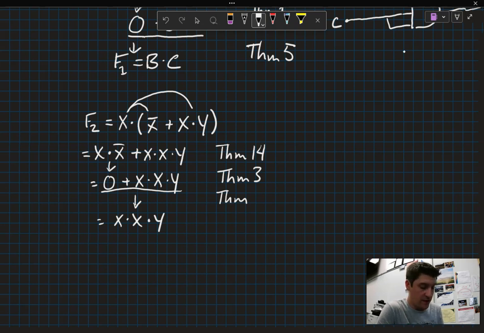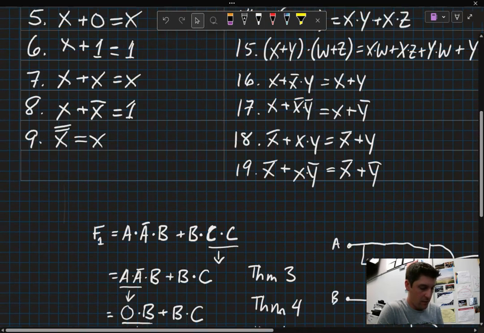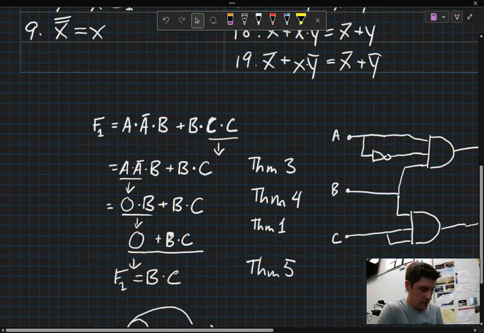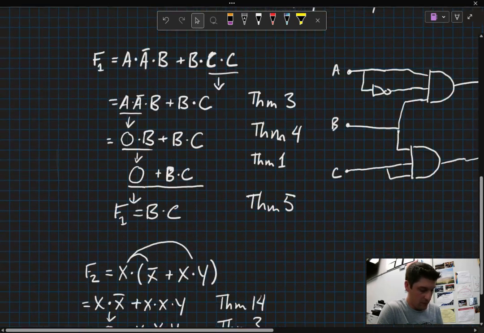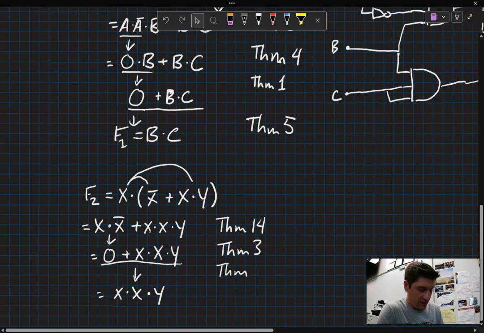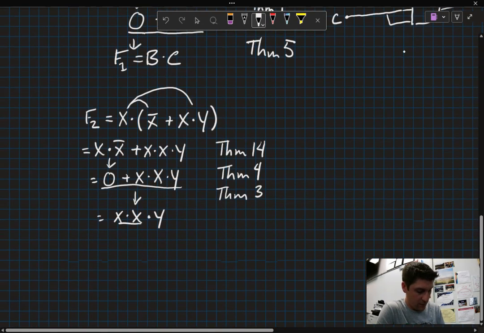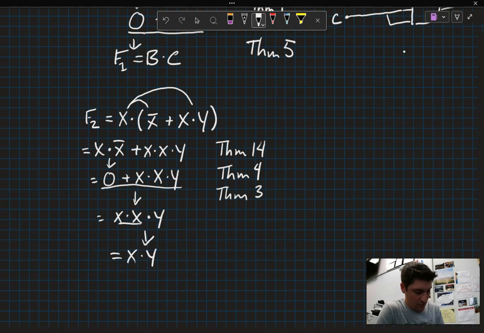And then we've got one more step. We have x and x, right? Oh, I used the wrong theorem. Just to clarify, the x and not x was theorem 4, not theorem 3. Theorem 3 is anything ANDed with itself is itself. So x and x is going to give us x. So that is theorem 3. So this simplifies to x and y. And we can't get any simpler than that.